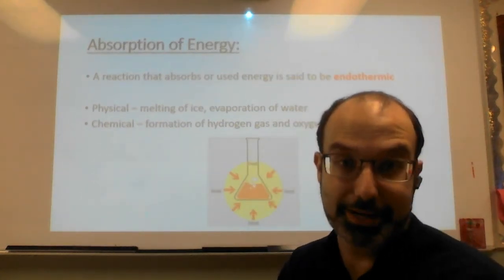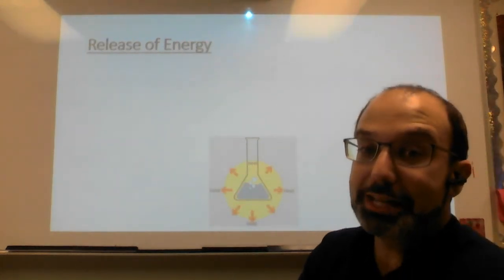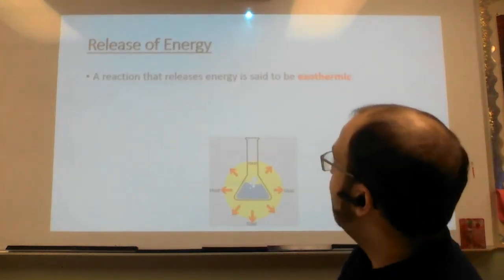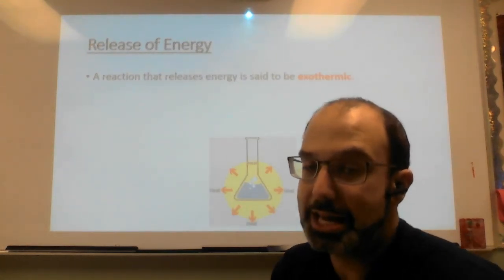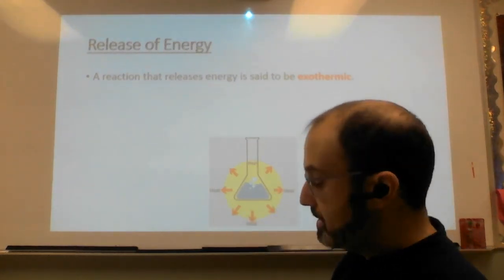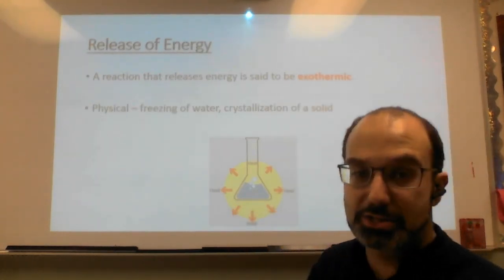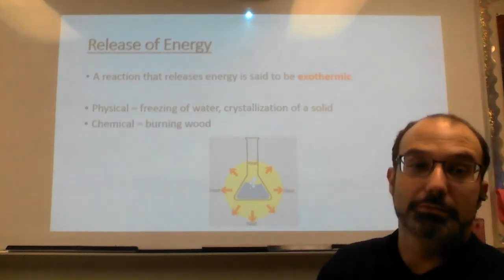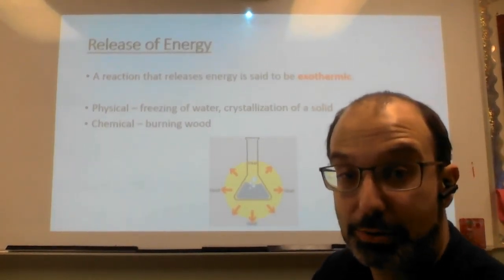I know, shocking, right? So, we've got another binary here because there's also the release of energy. See, the energy is coming out of this particular thing. And when we release the energy, we call that exothermic. Thermic, again, means heat. Exo means out. So out heat, right? Endo, in heat. Exo, out heat. So when the heat is coming out, that means it's losing heat. For example, that would be if you freeze water or crystallize a solid in some way. Chemically, that would be stuff like burning wood. Fun fact, burning wood releases heat. I bet you didn't know that.